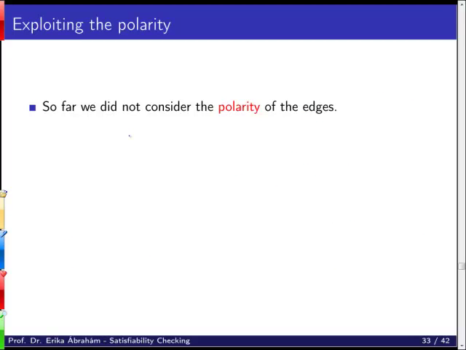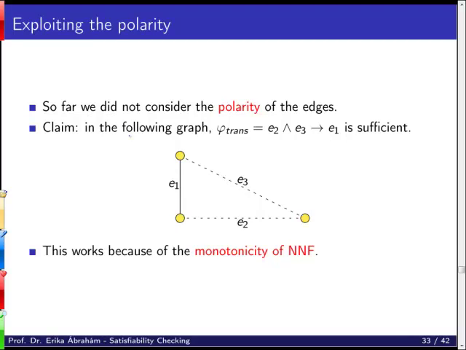So we have seen that, if we forget about the polarity of the edges, we just look at the connectivity graph, the equality graph. But if we also look at the polarity, and each equality appears only positively or only negatively, then we can see, for example, in this simple contradictory cycle, it would be sufficient to encode this implication. Why?